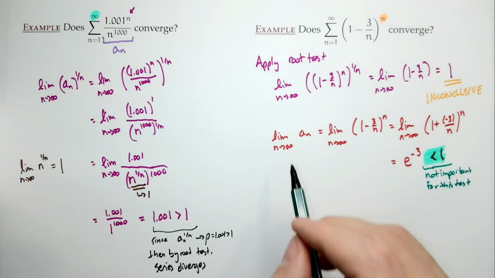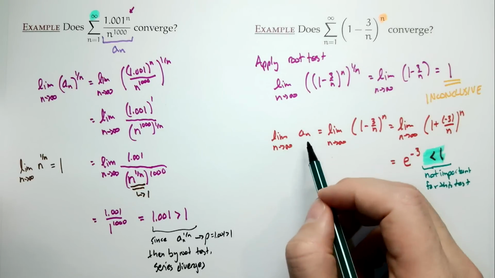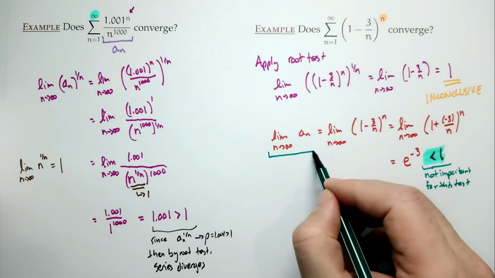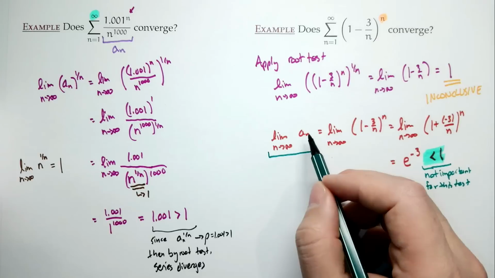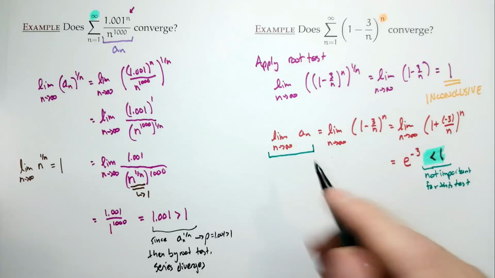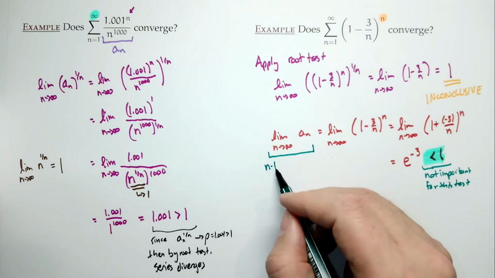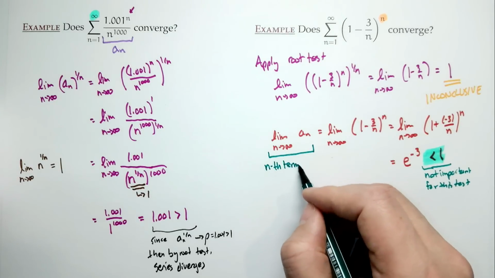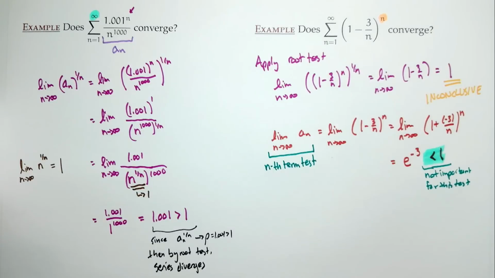Well, we're looking at the limit of just a sub n. So when you see this expression, limit as n goes to infinity of a sub n, that is not the root test, and it's not the ratio test. This is the nth term test. You want to make sure you understand which test you're in, because you don't want to start mixing them together. When we say the limit is less than 1 or above 1, that's only going to show up in the ratio test or the root test.